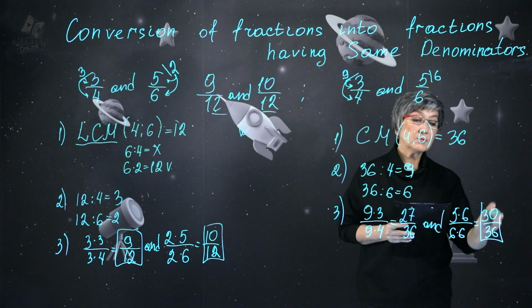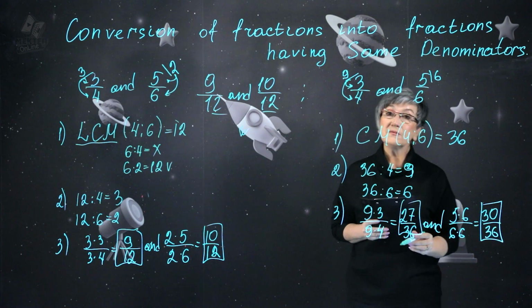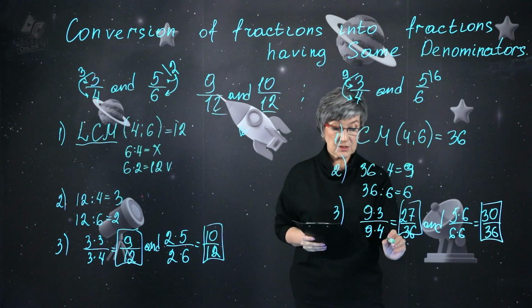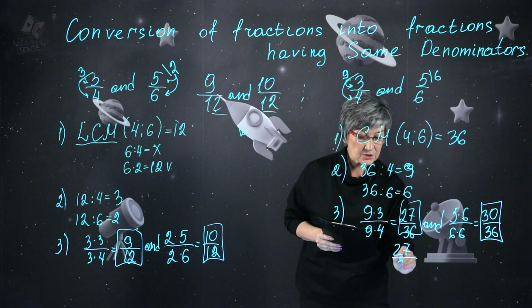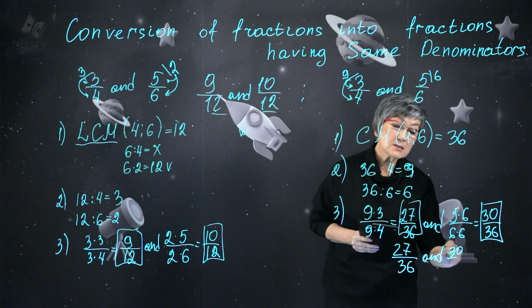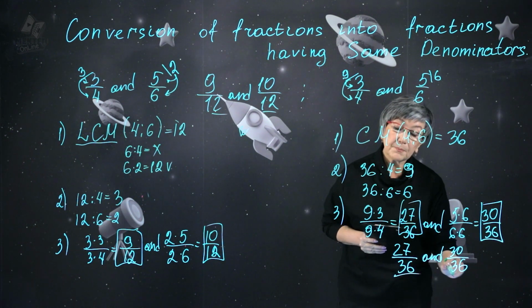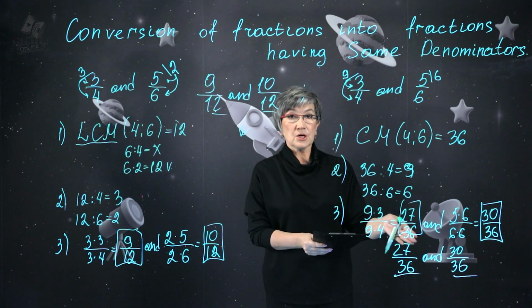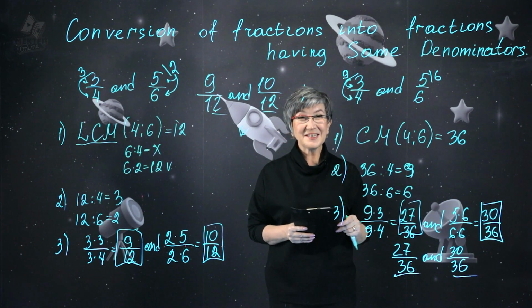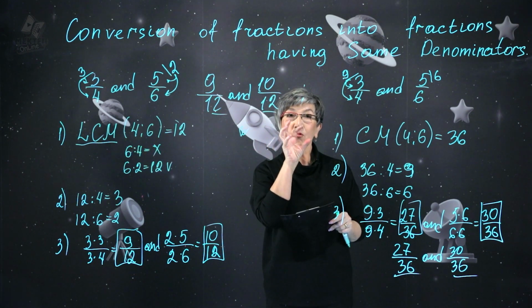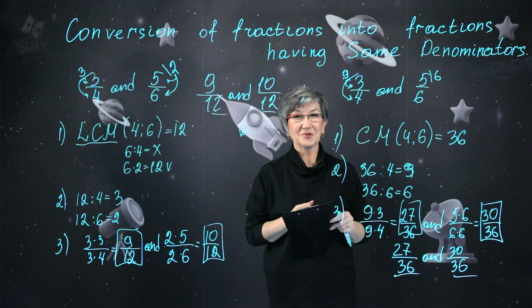I got again two fractions with the same denominator, which are 27/36 and 30/36. So ultimately, I ended up once again with a common denominator, just like before. And that's the right decision. The only thing is that in math it is customary to bring it to the smallest so that the numbers are as small as possible, convenient to work with.